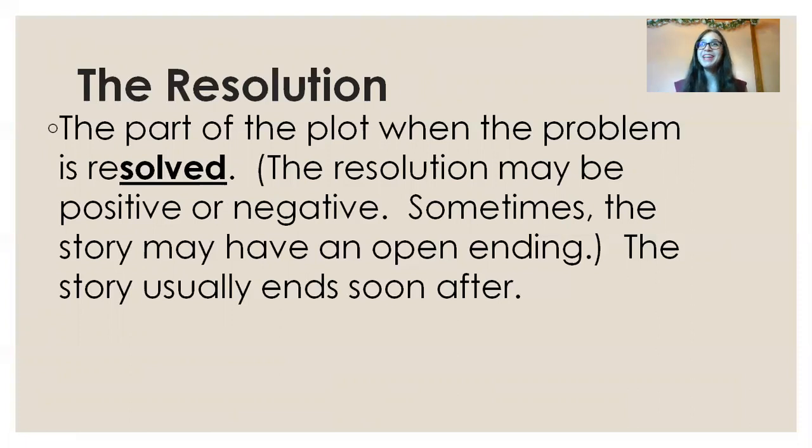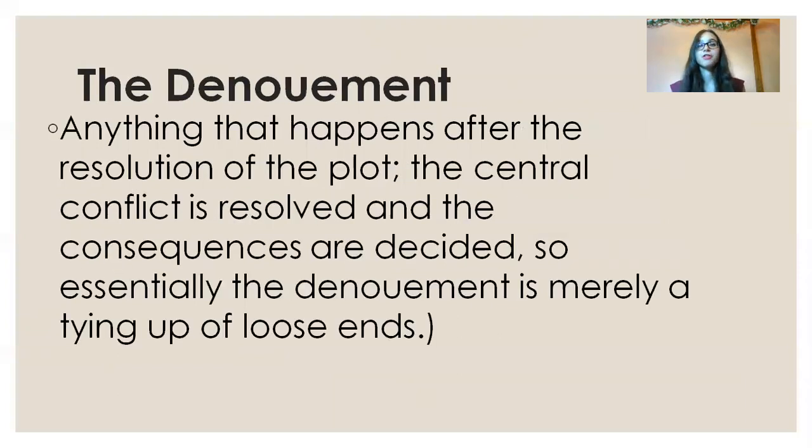Sometimes people complain that if a story drags on too long, that too many things happen after the main conflict, the main problem in the story, is resolved. And then after the resolution, you have something called the denouement. This is anything that happens after the resolution of the plot. The central conflict is resolved and the consequences are decided. So essentially, the denouement is merely a tying up of loose ends. And denouement is actually French for the tying up.